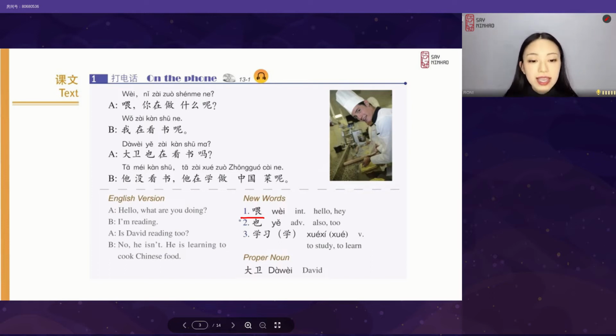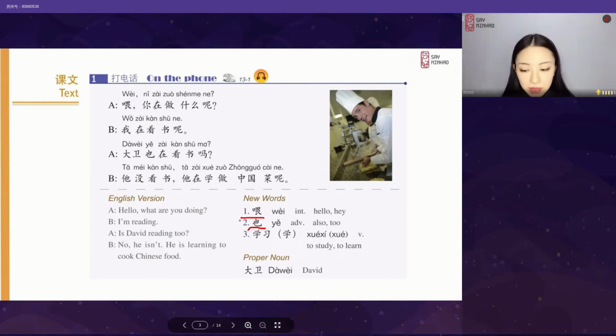Next one is ye. A third tone word. Read after me, please. Ye. It means also, as well, too, okay? And next one is 学习, it means study. Read after me, please. 学习.